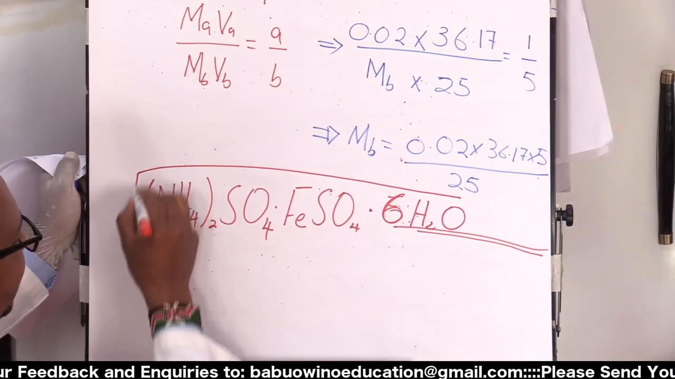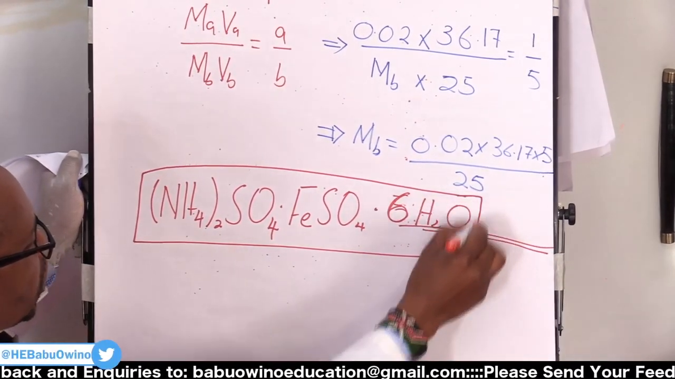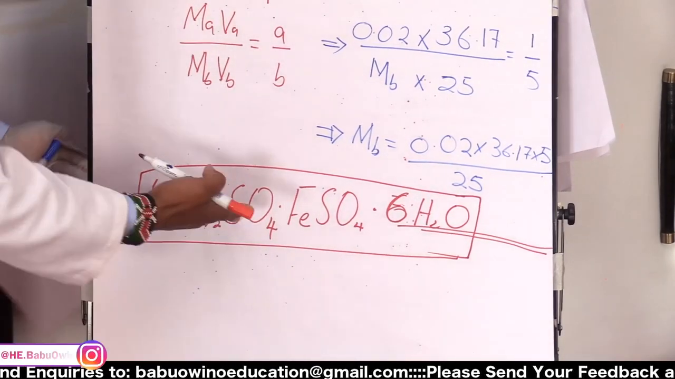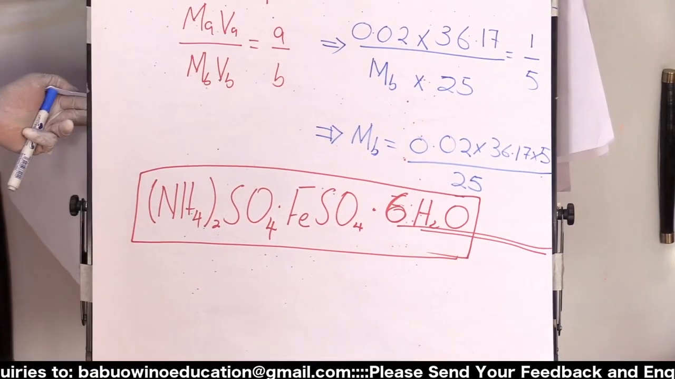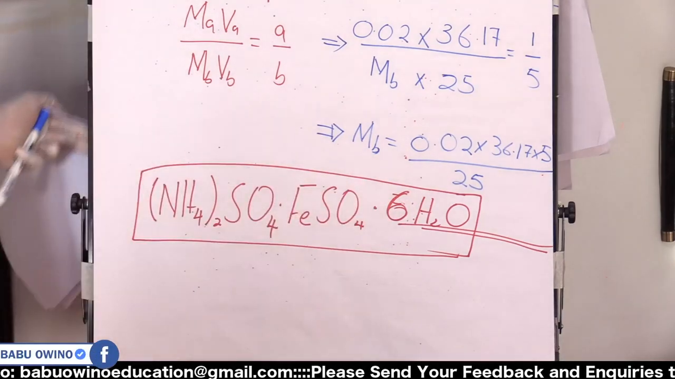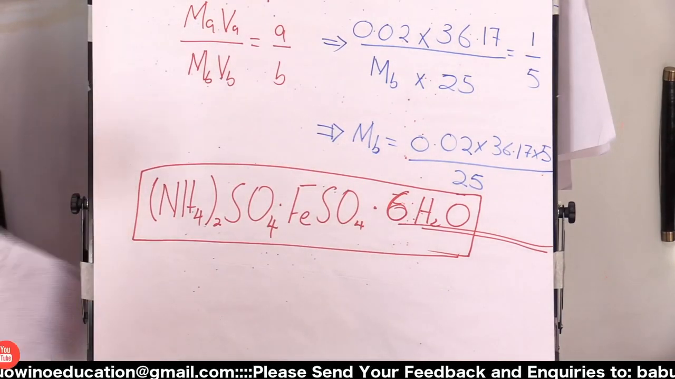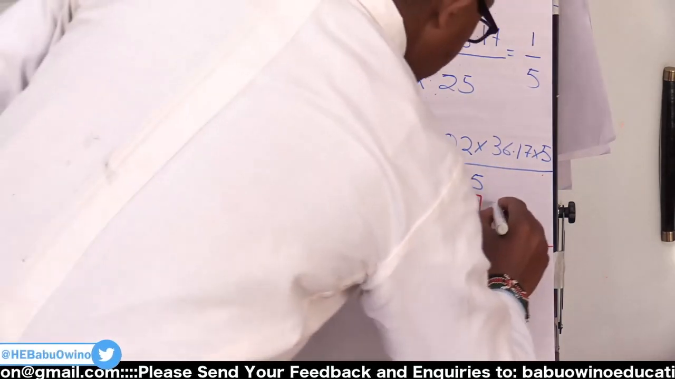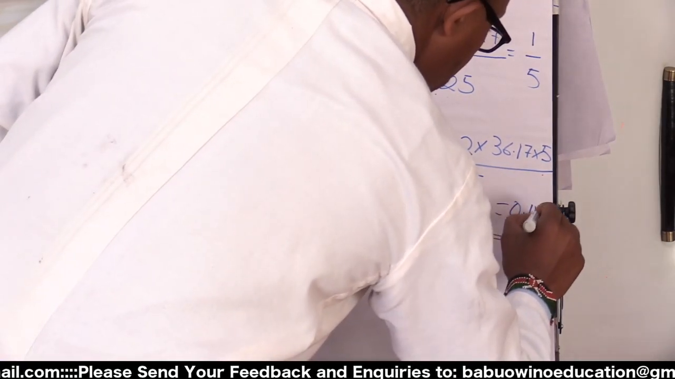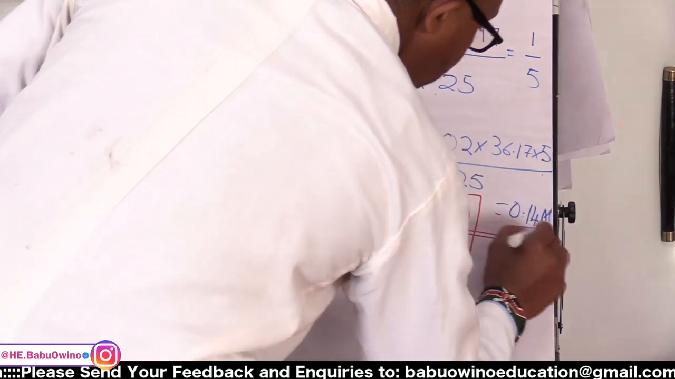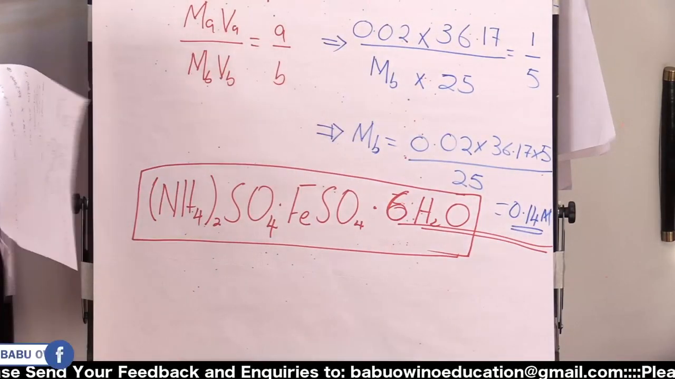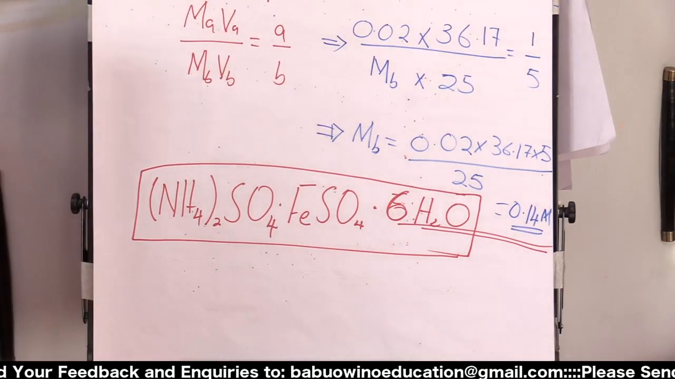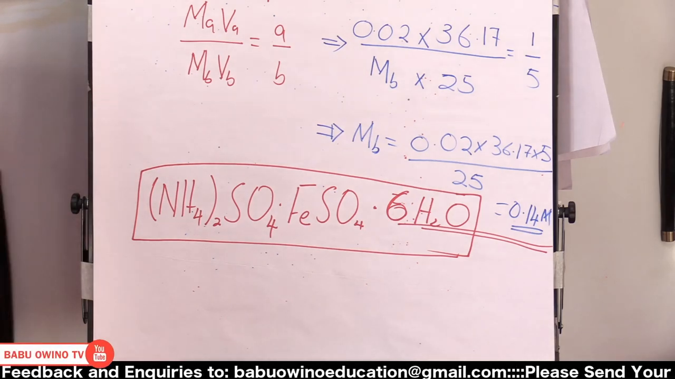Remember, this is a very complicated sort of question. If the examiner gives you this, then you would think that you will change. You'll get 0.14 molar. So mark for yourself those who got that. 0.14 molar.